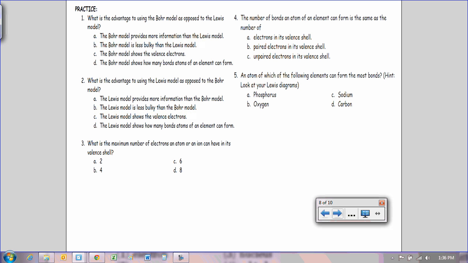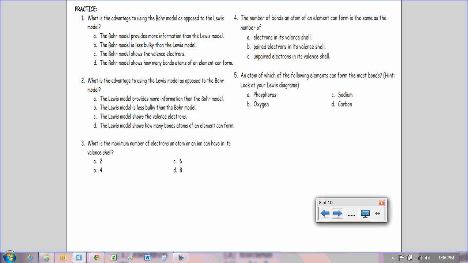So here we go. We got some practice. These are Regents type questions. What's the advantage to using the Bohr model as opposed to the Lewis model? Answer it. What's the advantage to using the Lewis model as opposed to the Bohr model? So each model has slight advantages over others. Can you figure it out? What's the maximum number of electrons an atom or an ion can have in its valence shell? What's the maximum number of electrons an atom can have on its outside shell?